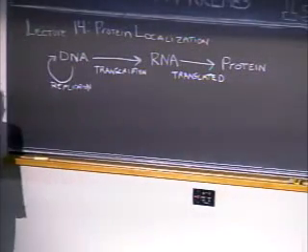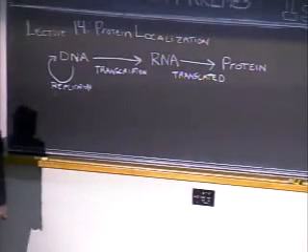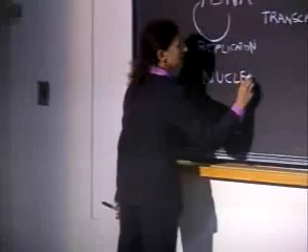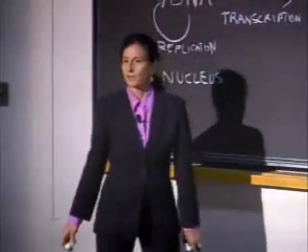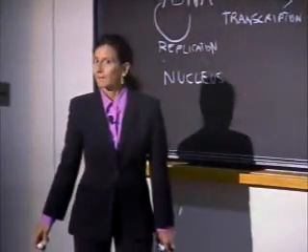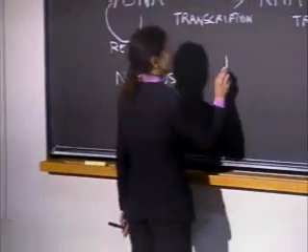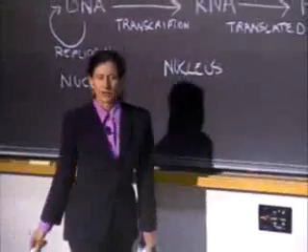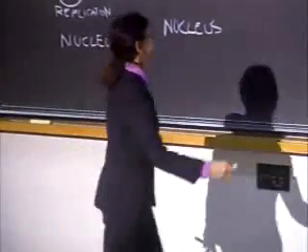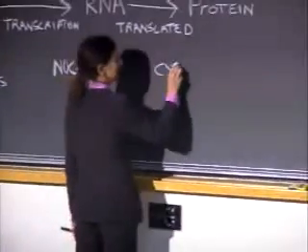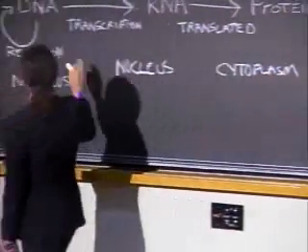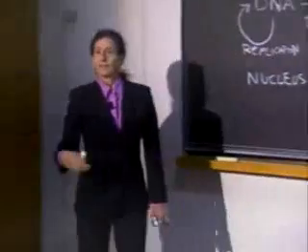Where does replication occur in a cell? Nucleus. Good. Where does transcription occur in a cell? Nucleus. I heard nucleus. That is correct. And where does translation occur? Cytoplasm. And yet we know that these processes require proteins to do them.